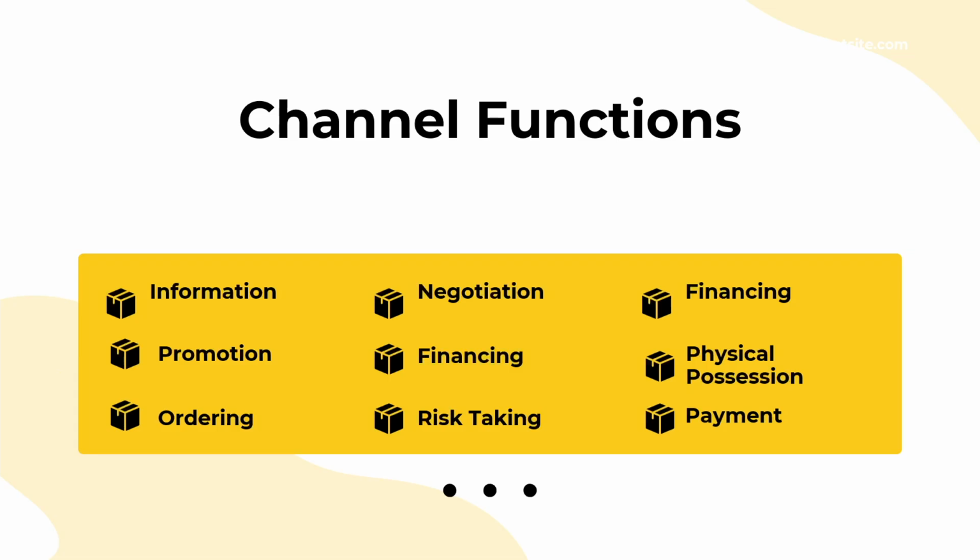Now, what are the different channel functions? How will we try to identify what kind of channel functions are actually performed by the organizations participating, or actually the partners of one organization? It is divided into different components. For example, information is one of the functions of the value delivery partner or the channel member.